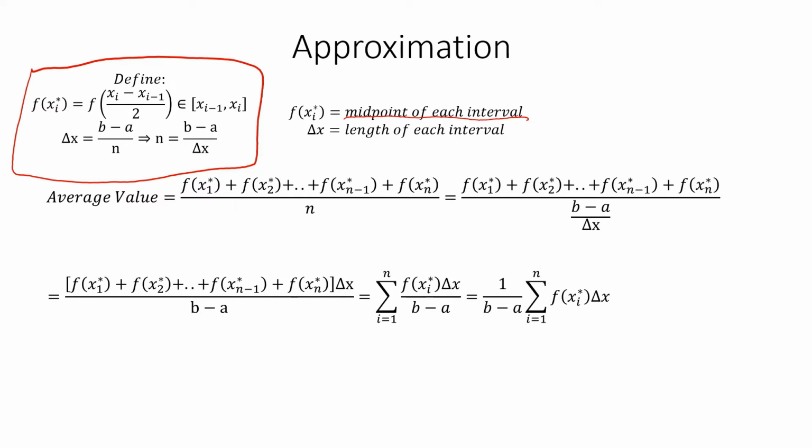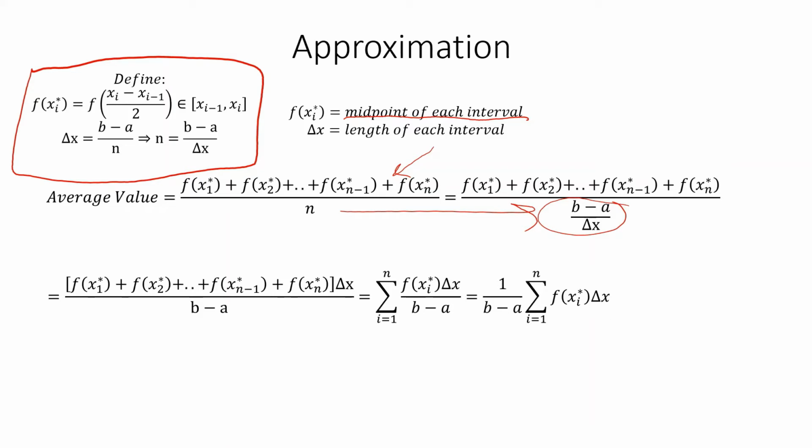f of x1 star plus f of x2 star plus ... f of xn star over n, which is pretty much just an average value of anything kind of formula. This is all the intervals and their midpoints, so you're summing up all the midpoints on the top, and then you're dividing by the number of them, which is basically what you do to find the average value of something. And then we can see that n is also equal to b minus a over delta x, as you can see here.